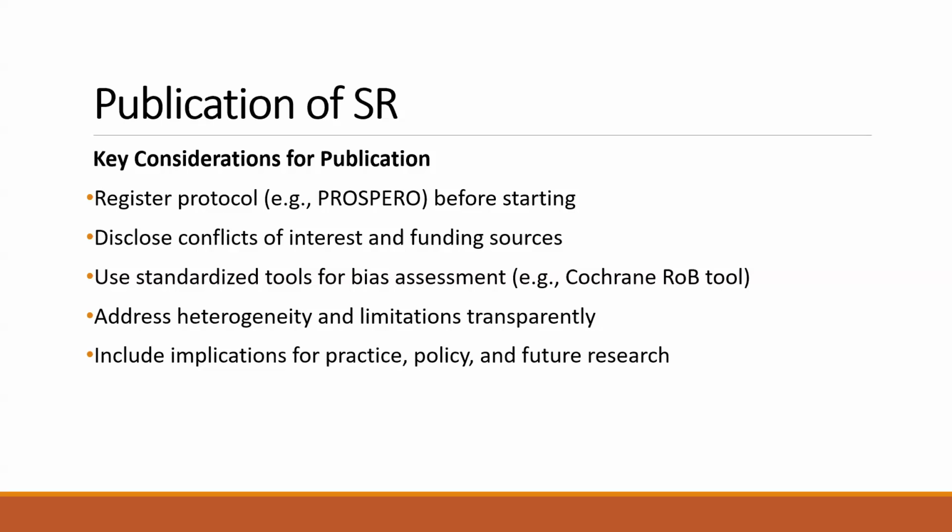Then include implications for practice, policy, and future research. So from your systematic review, what you're going to convey to the audience, like how it can be practiced, what policy changes can be done, and what future research you are conveying will play a major role. Because if any student or any researcher wants to do original research, they will definitely go back to your systematic review and try to see what is lacking in the present literature and what was suggested in any of the systematic reviews.